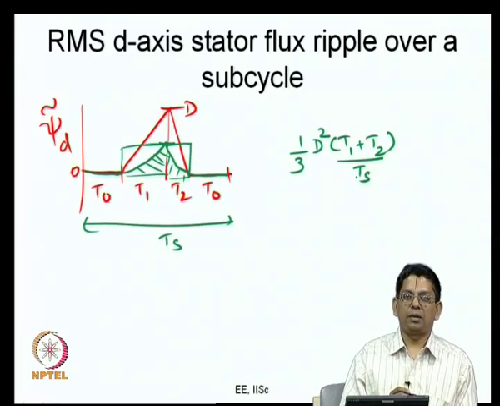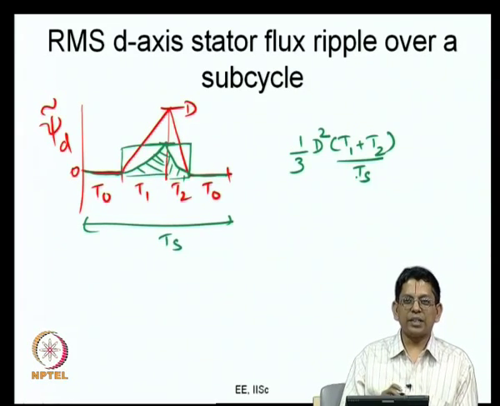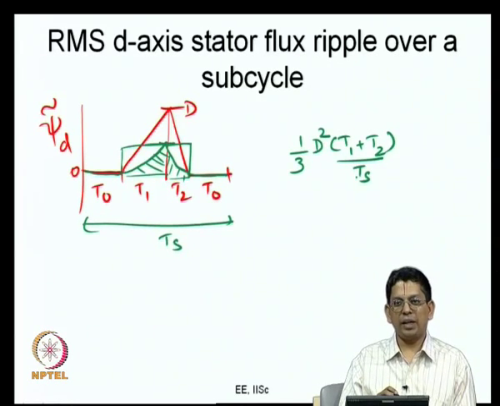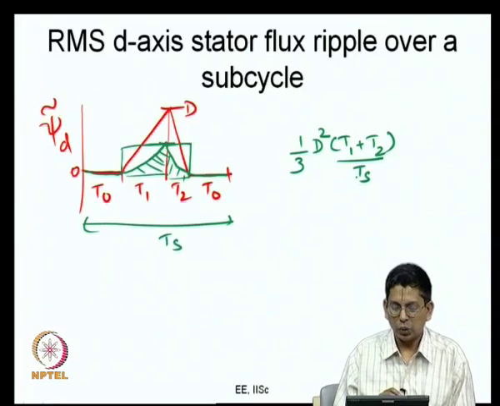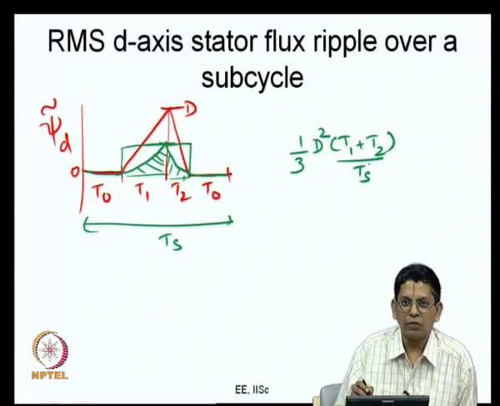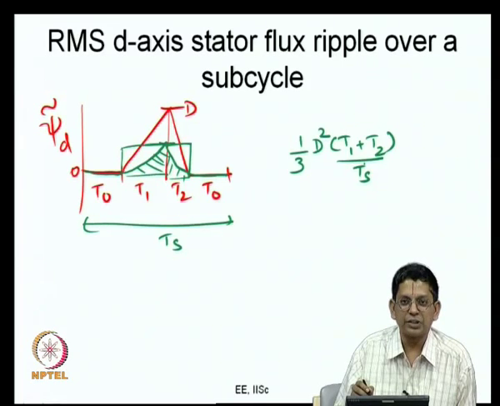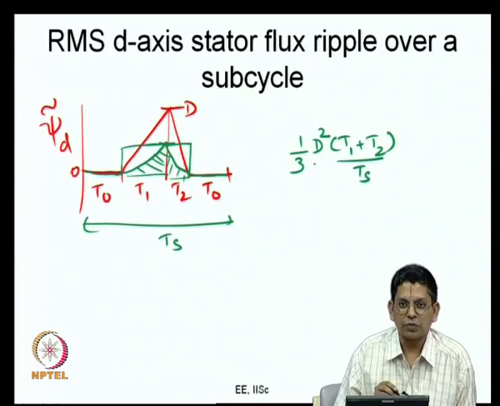This is my mean square value of that, and you can see it is fairly simple. If I take the square root of this, I am going to get the RMS value. So, it is very easy. T1, T2 are all functions of V reference and alpha, V reference and theta s and so on, and D is also a function of all of them now.